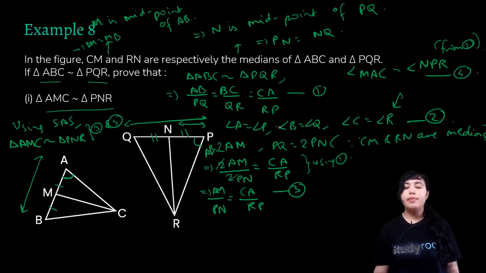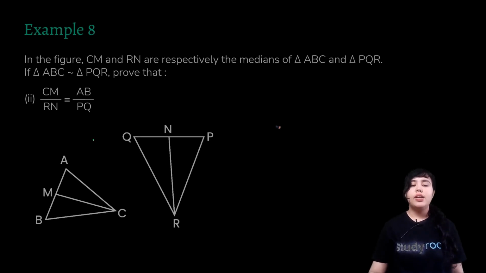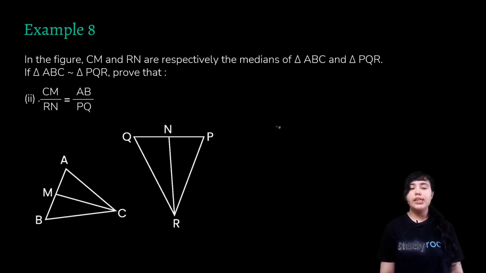Since two sides are already proportional to one another, and the angle enclosed between these two sides is also equal, I can say using the side angle side similarity criterion that the two triangles are similar. Then we have to prove that this ratio CM upon RN is equal to AB upon PQ.